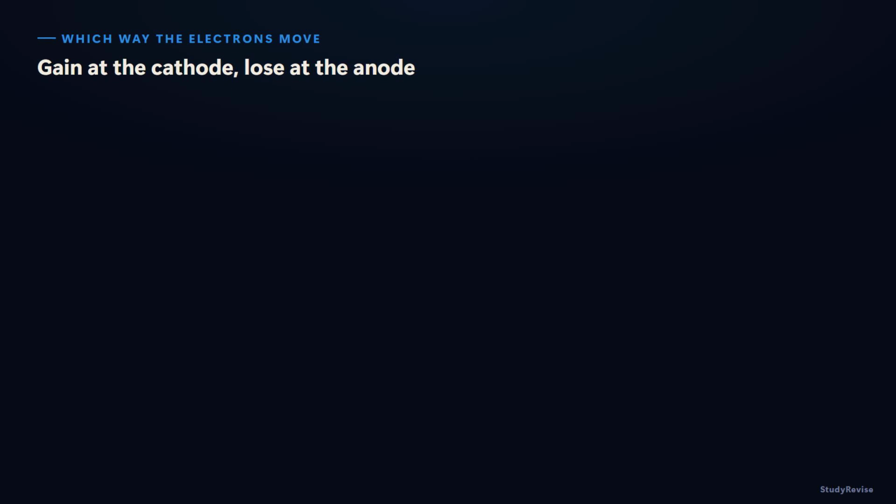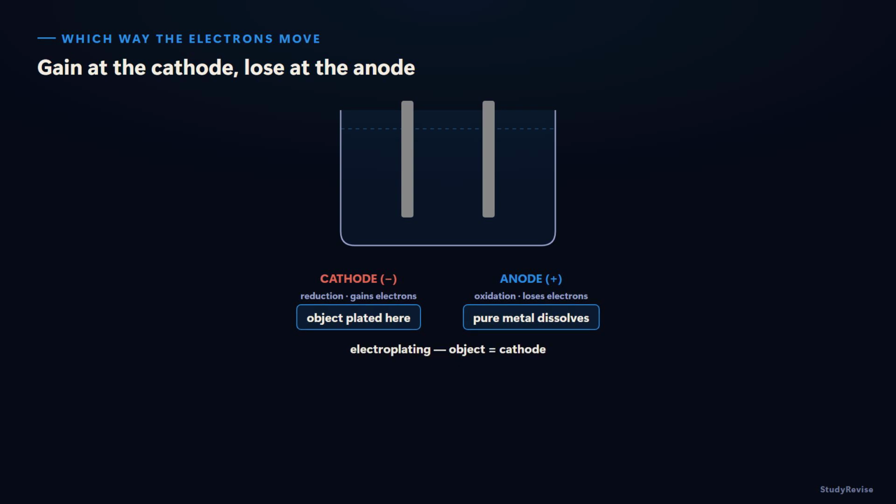Once you know which ion is discharged, the next skill is writing that down correctly, the half equation and which way the electrons are actually moving. At the cathode, positive ions arrive and gain electrons. That's reduction happening at the cathode. At the anode, negative ions arrive and lose electrons. That's oxidation happening at the anode.